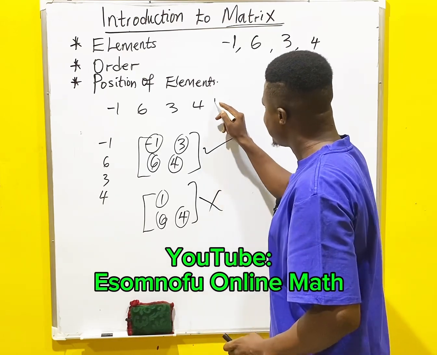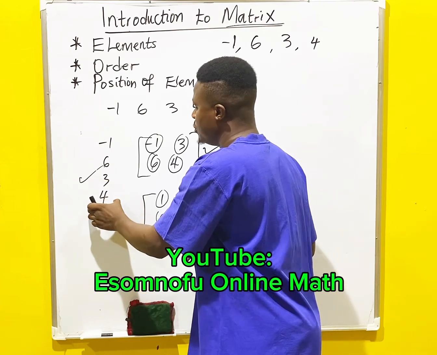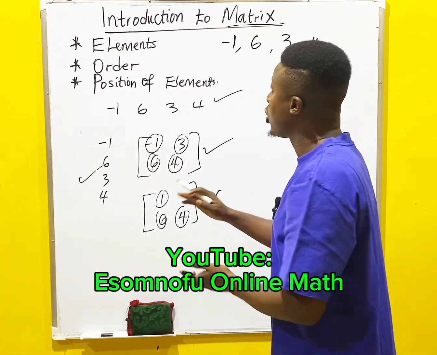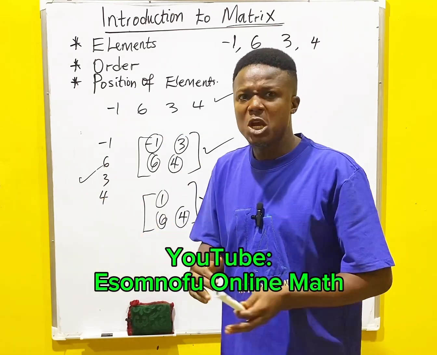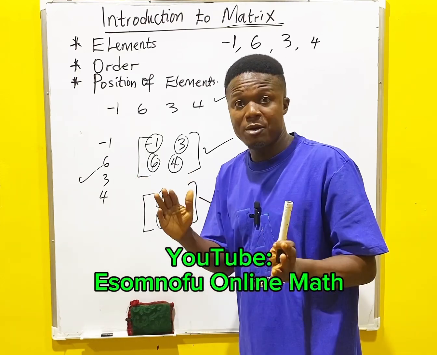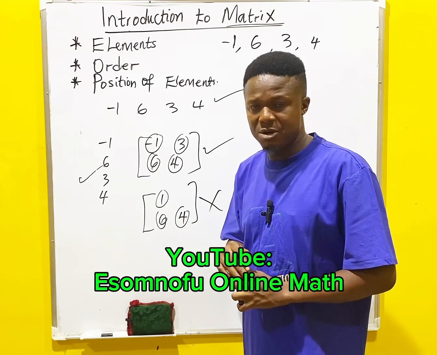This is a matrix, this is a matrix, this is also a matrix. This one has only one column. This one has only one row, okay? All this arrangement is called matrix. So a matrix is just a rectangular arrangement of numbers. What can we arrange? It can be numbers, it can be letters, it can be whatever, in rows and columns. That's the meaning of a matrix, okay?